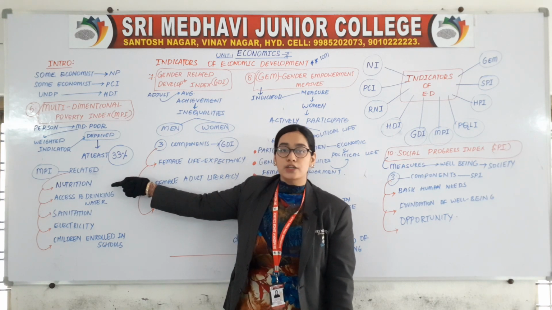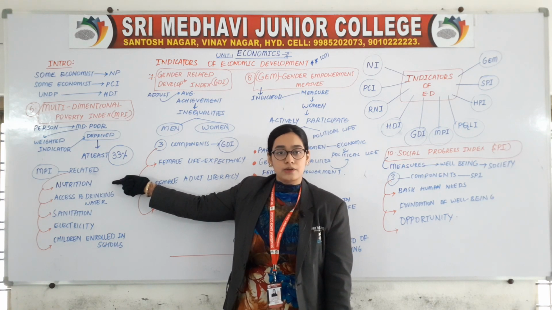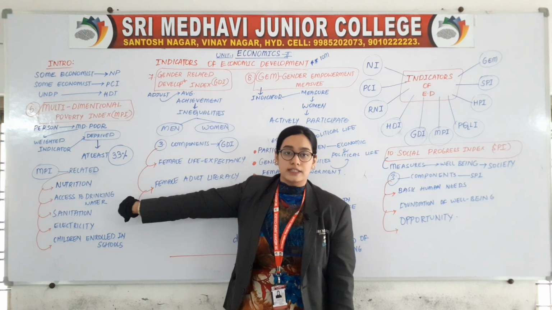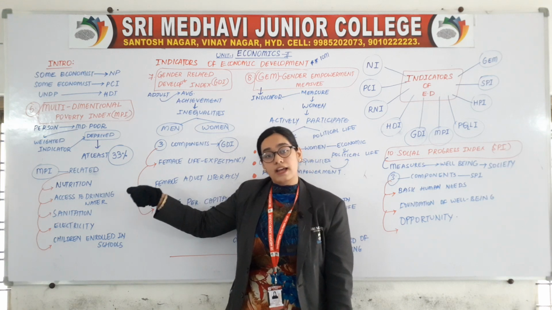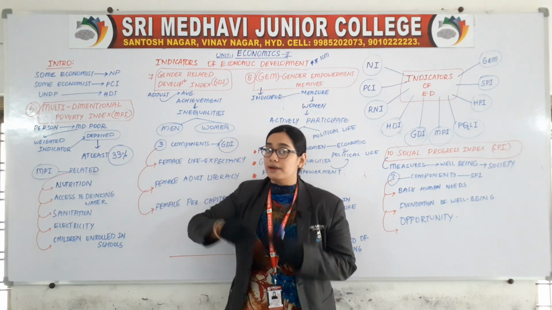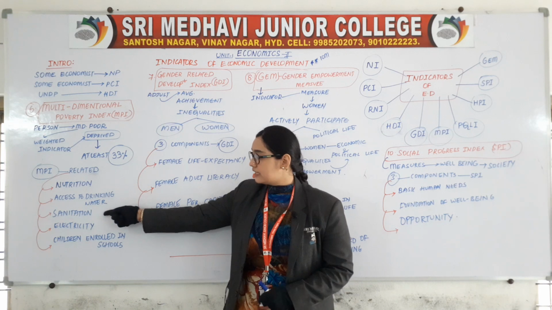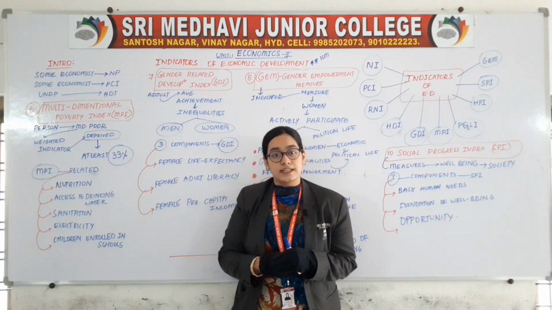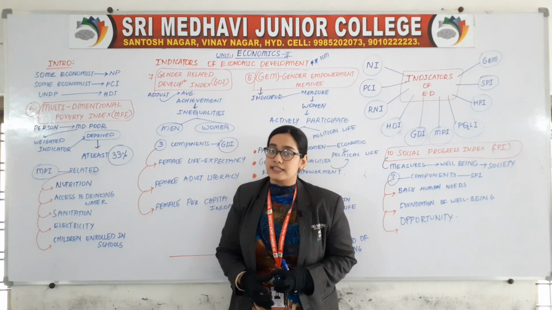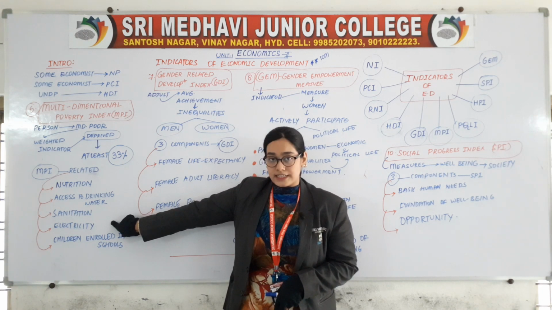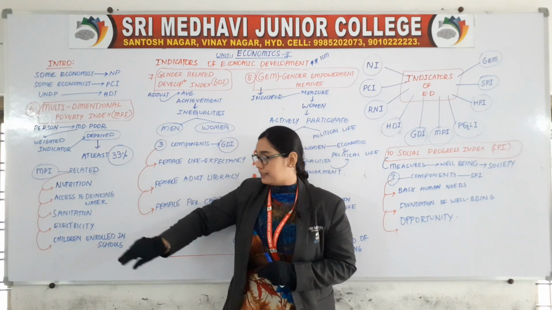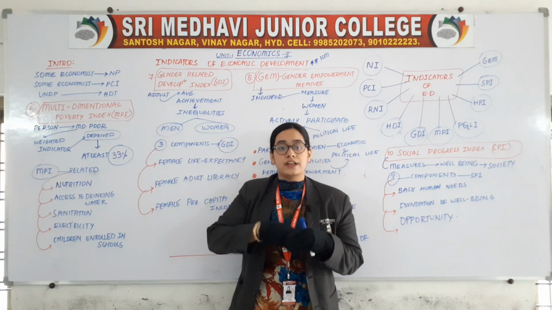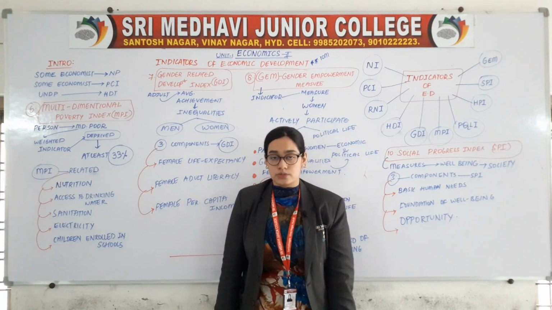First point is nutrition. If you are not getting nutrition, you are deprived. Then second, access to drinking water. This is the basic need. If you do not have this availability, then you are multidimensionally poor. Then third, sanitation, maintaining neatness and cleanliness and having all the basic facilities. Electricity, this is also a basic indicator. Then children enrolled in school, that means how many children are going to school.